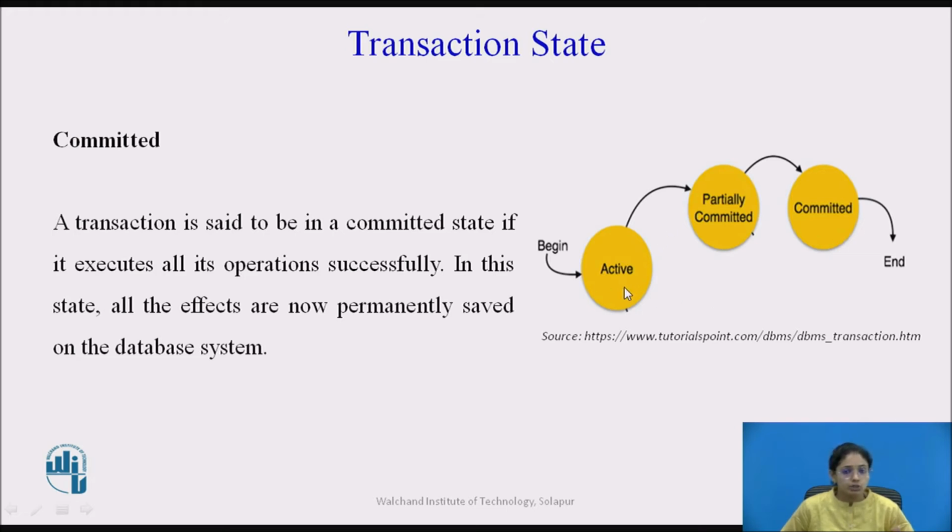So in the active state you begin the transaction. In the partially committed state you are in the middle of the finish line; you have not yet completed, and the data is not yet updated into the database. And the committed state is where the transaction is successfully completed and the data has also been updated into the database.